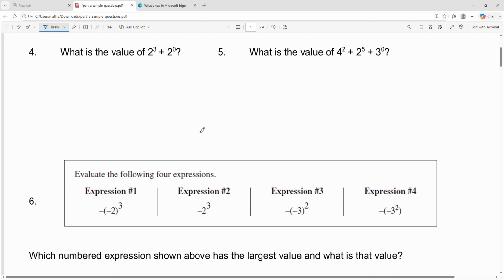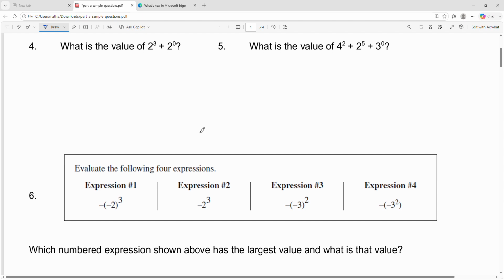Here we go. Question number 4. What is the value of 2 to the power of 3, or 2 to exponent 3, plus 2 to exponent 0? All right, so we have 2 to the power of 3. If you don't have this memorized, understand that what we're doing is multiplying. That's what exponents mean, right? 2 times 2 times 2. So 2 times 2 is 4. 4 times 2 is 8, right? That one on its own is 8.